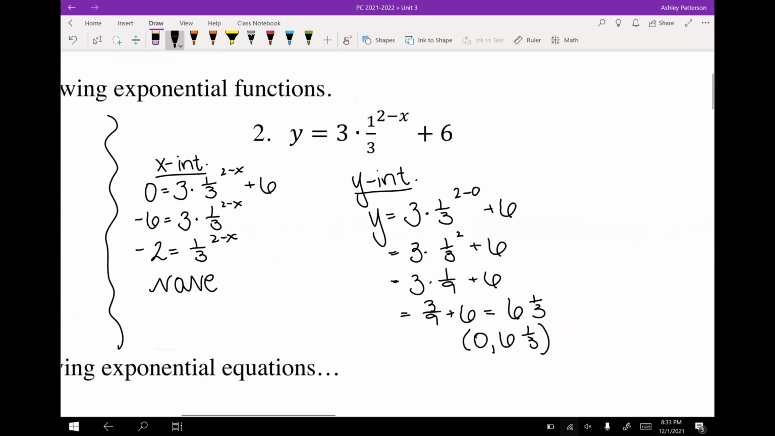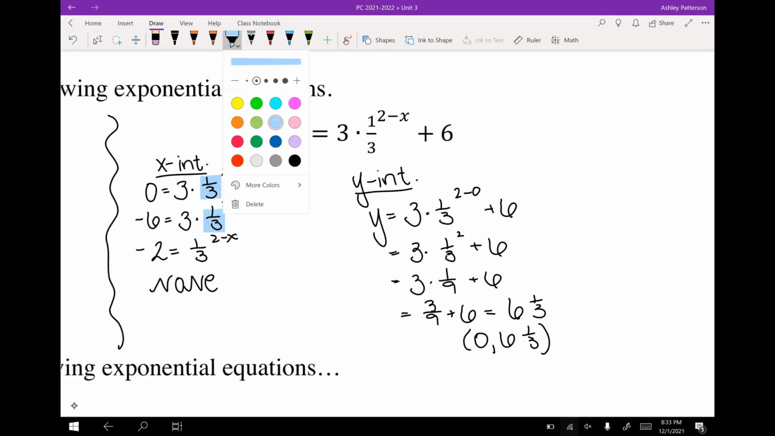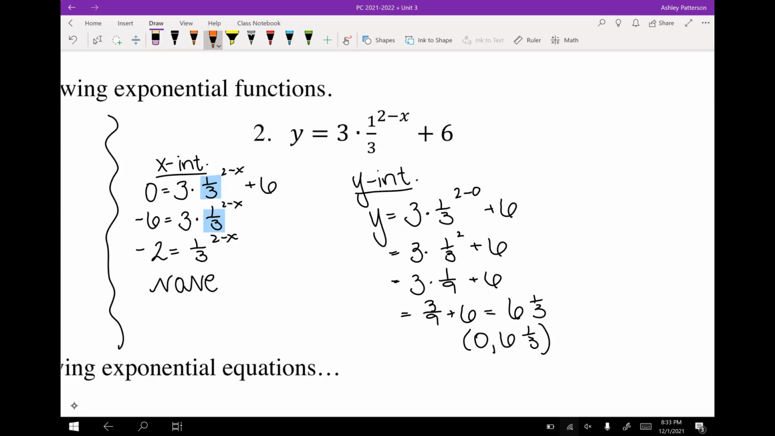Okay, for our second one, same idea. We have our base, which is 1/3. We need to isolate the base. But there's a little bit of a problem when we get down here. And the problem is that I cannot get a positive base to equal a negative number. We can't ever get 2 to some power to equal -2. It's not possible. So therefore, this isn't actually an equation we can solve, and we don't have an x-intercept.